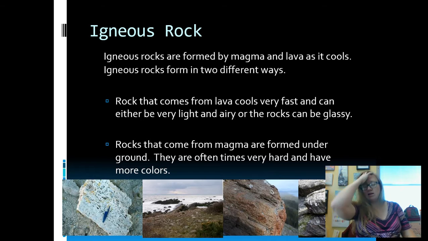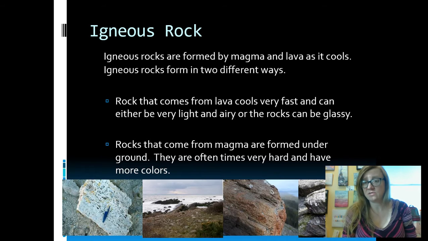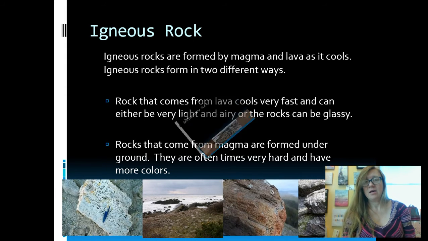But some igneous rocks can form underneath the surface of the earth. They're formed by magma, and the magma cools, but it cools very, very, very slowly. And a lot of times those rocks can be very hard and have more colors. You might see granules or grains in them. So these are all pictures of igneous rocks.